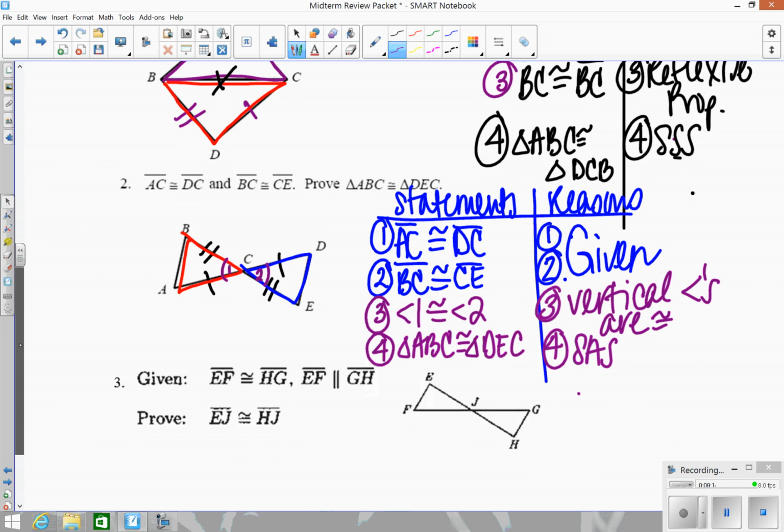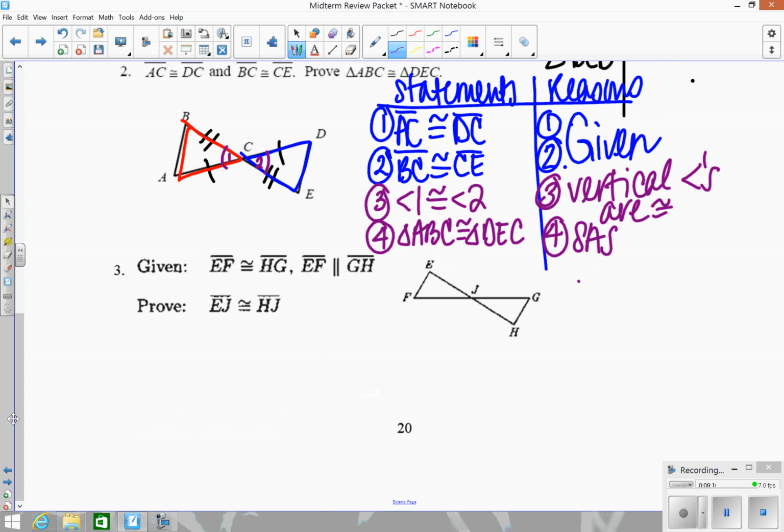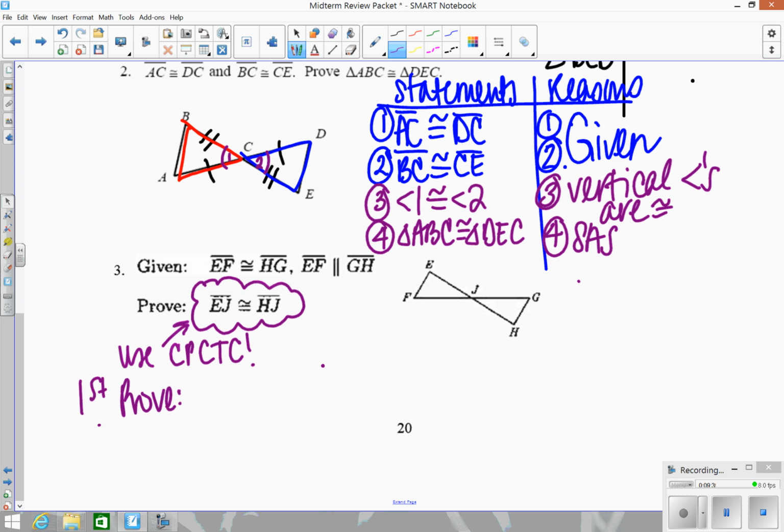And then the last proof here, notice this time I'm not trying to prove triangles are congruent. I'm trying to prove two segments are congruent. So as soon as I see this, I'm thinking to myself, I have to use CPCTC. I have to show that the triangles are congruent so that I can say their corresponding parts are congruent. So the first thing I need to do is prove that my two triangles are congruent.